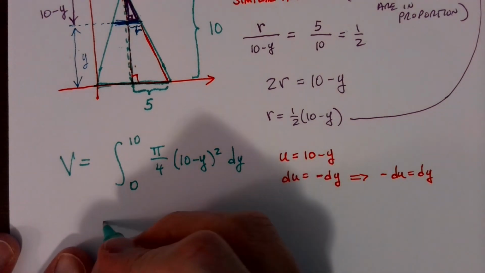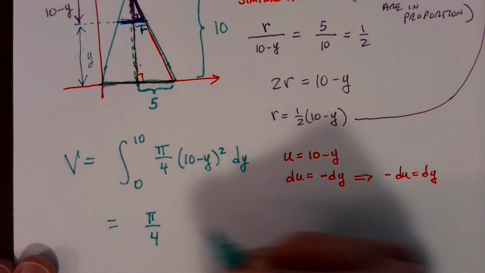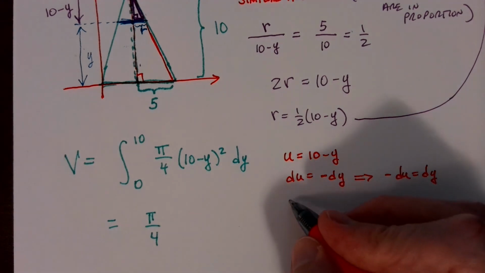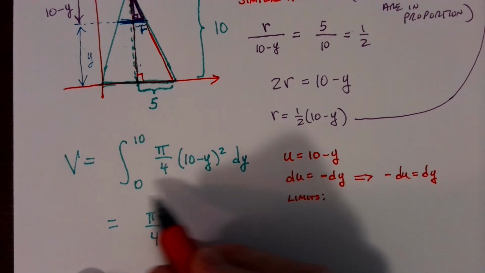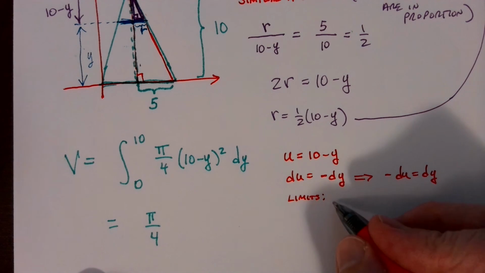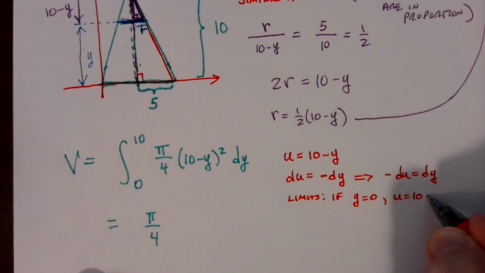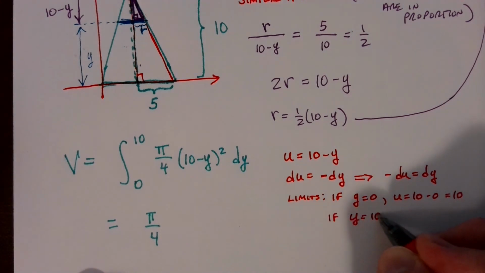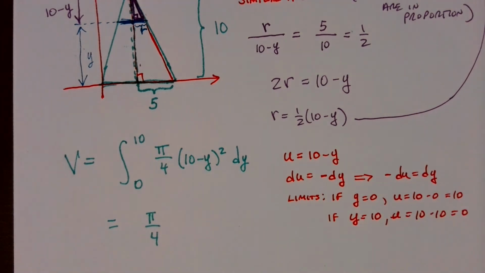And this then gives me what? The pi over 4 I'm going to pull out. Go ahead and pull that out. Constant multiple. I also have to change my limits, don't I? Notice my limits in this are going to change. This is a change of variables, right? So I have to change the limits as well. This relationship, if y is 0, then u is 10 minus 0 equals 10. And if y is 10, then u is 10 minus 10 equals 0. So they kind of flip-flop, right?